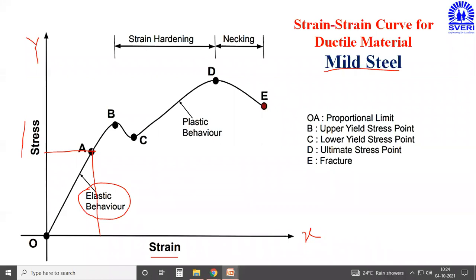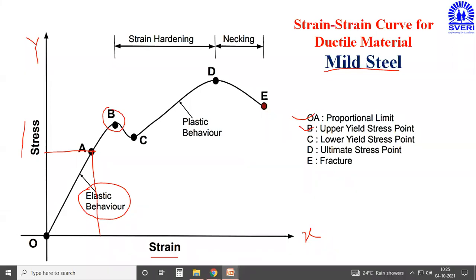Okay, so this is the point A, or this OA portion represents that the stress is directly proportional to the strain, or this particular nature will be considered as elastic in nature. Then point B, here I have represented point B. What does it indicate? Point B, upper yield stress point. Meaning of each and every point I have represented. OA is called the proportional limit, means stress is directly proportional to strain. Point B is called the upper yield stress.